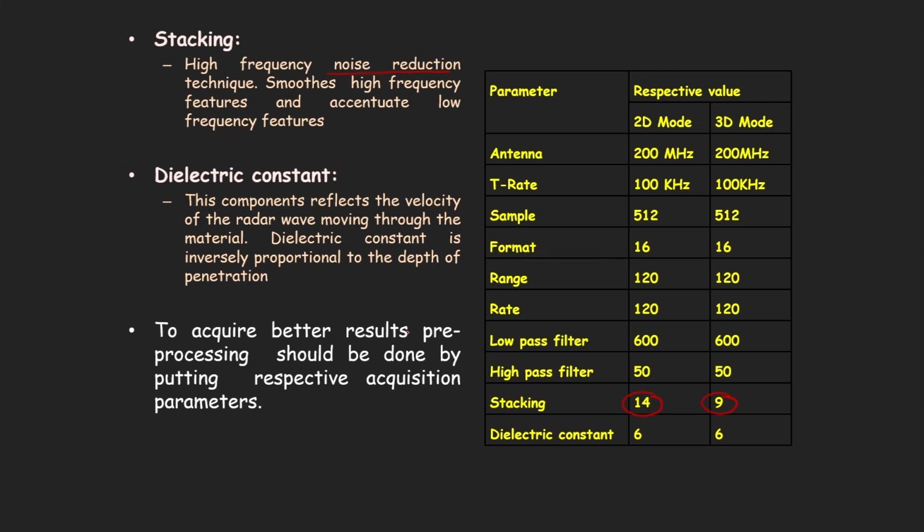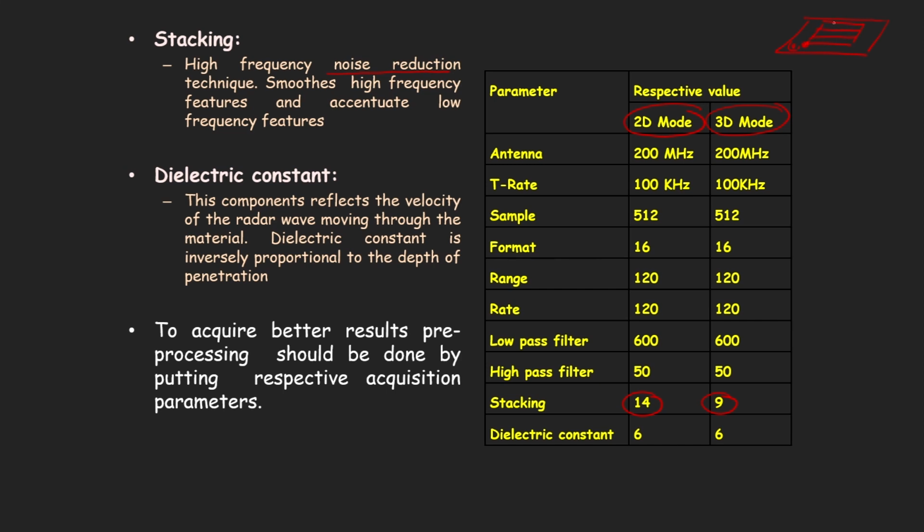Now to acquire better results, pre-processing should be done by putting in the respective acquisition parameters. These are the parameters which we usually use, and as I told, you can collect the data in 2D and 3D. For 2D, if you have the surface here, you will take data in one direction. Whereas in 3D, suppose this is the area you have, you finalize how big a grid you want to do here, then you measure the grid and give the XY and the starting point 0,0, and keep collecting the data in both directions.